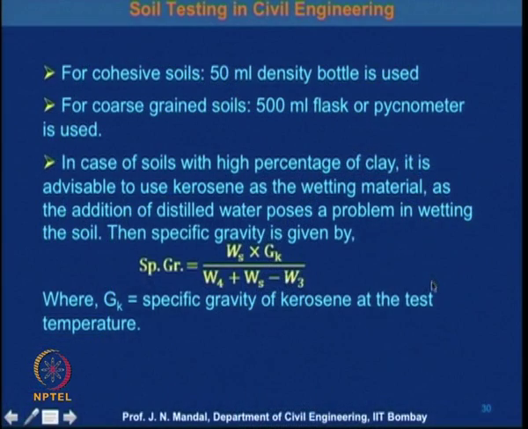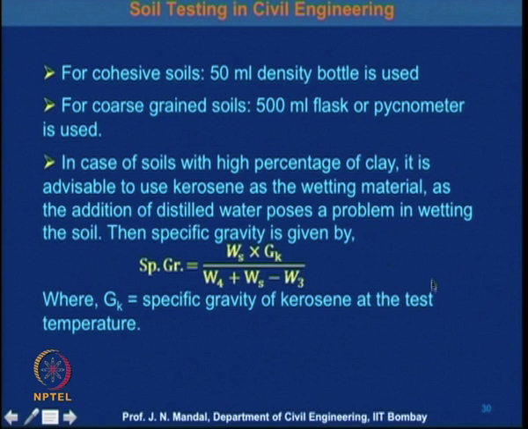Now, for cohesive soil, a 50 milliliter density bottle is used. For coarse grain soil, a 500 milliliter flask or pycnometer is used. In case of soil with a high percentage of clay, it is advisable to use kerosene as the wetting material, as the addition of distilled water causes a problem in wetting the soil.